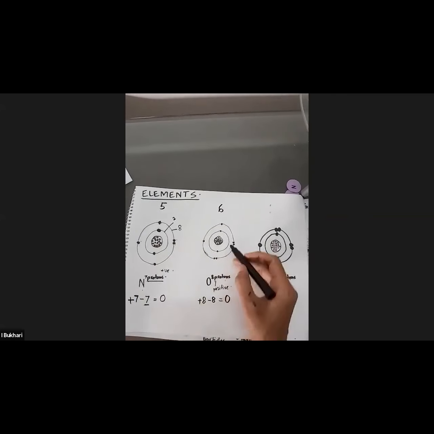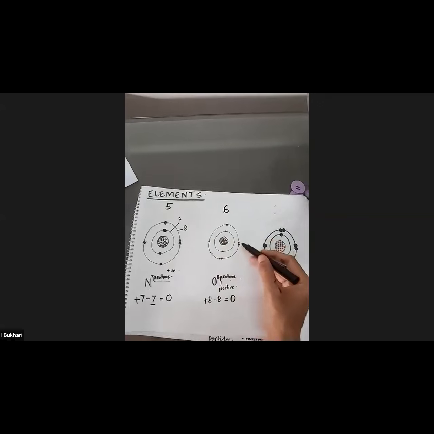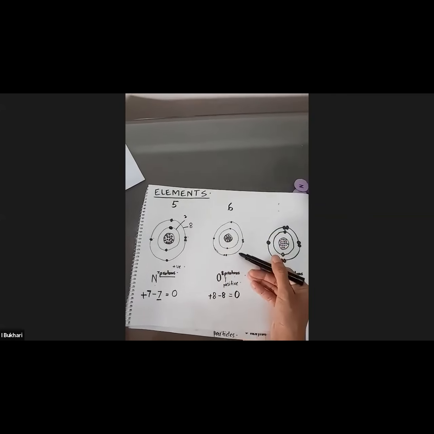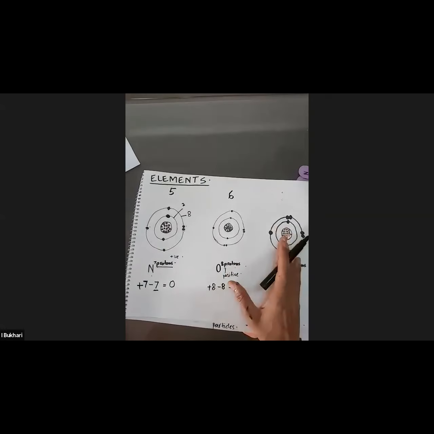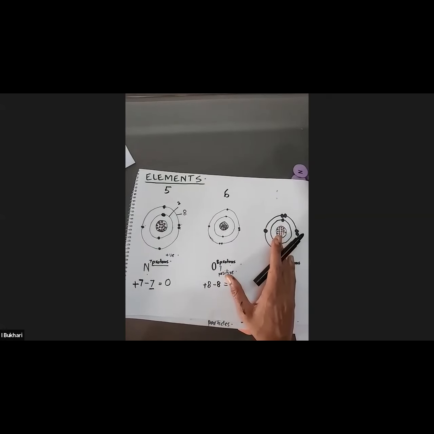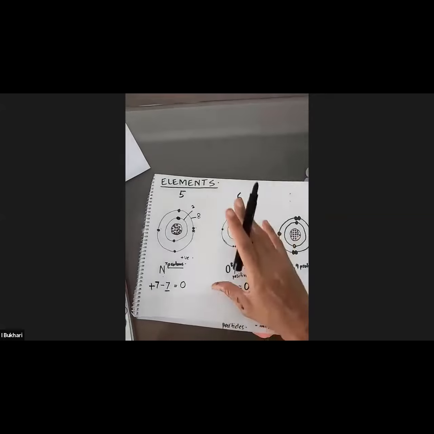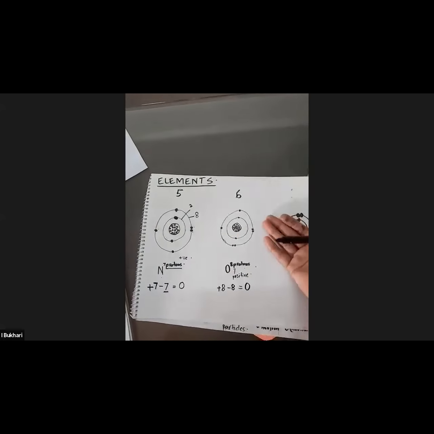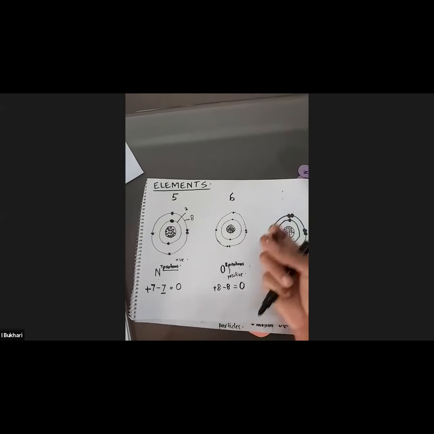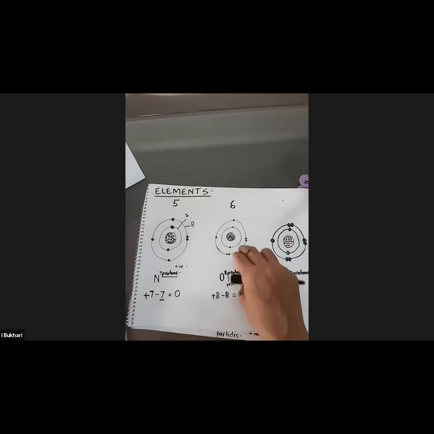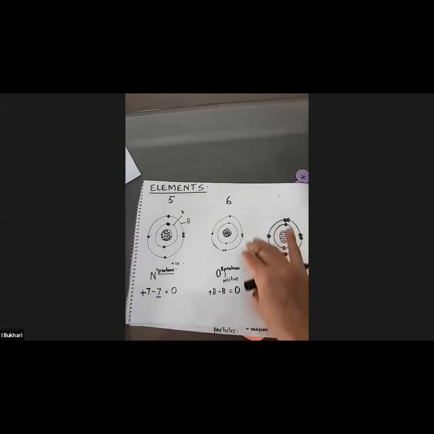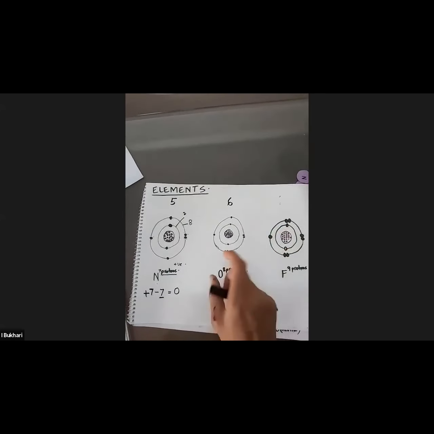Now, why do I want you to notice this? It is because these outermost electrons are the ones which participate in chemical reactions. So they determine chemical properties. What does chemical property mean? How do these atoms behave with other substances? How do they react with other substances? That will depend upon how many electrons are in their outermost shell. And that will also determine how scientists position them within the periodic table.